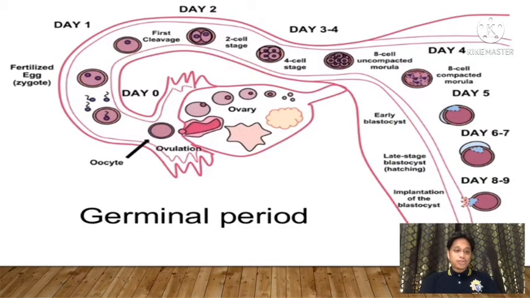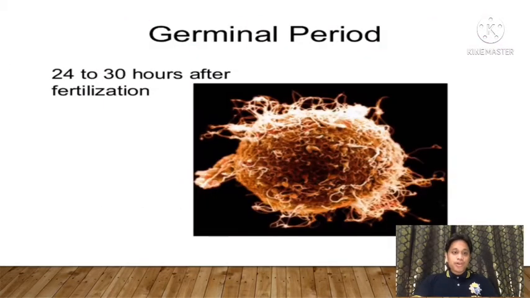Here you can see the illustration of the development during the germinal period, from the process of ovulation up to the implantation of the blastocyst. This is a day 1 to 9 process. Here the picture shows us how the fertilized egg looks after 24 to 30 hours.